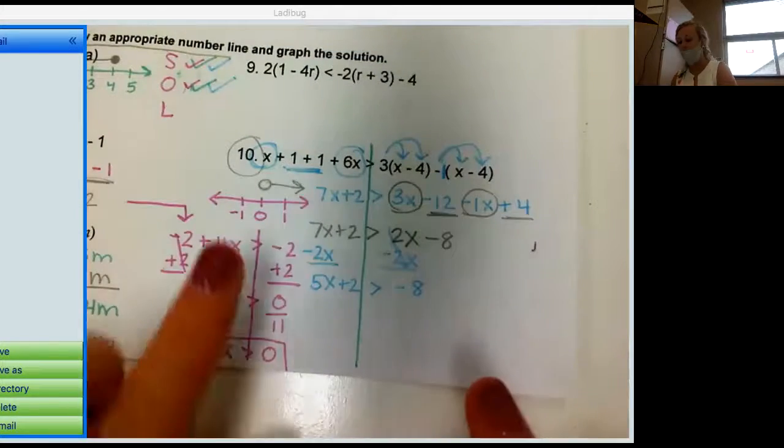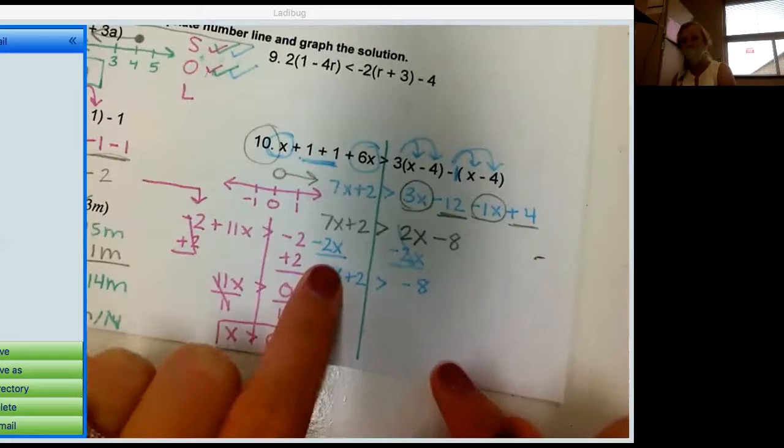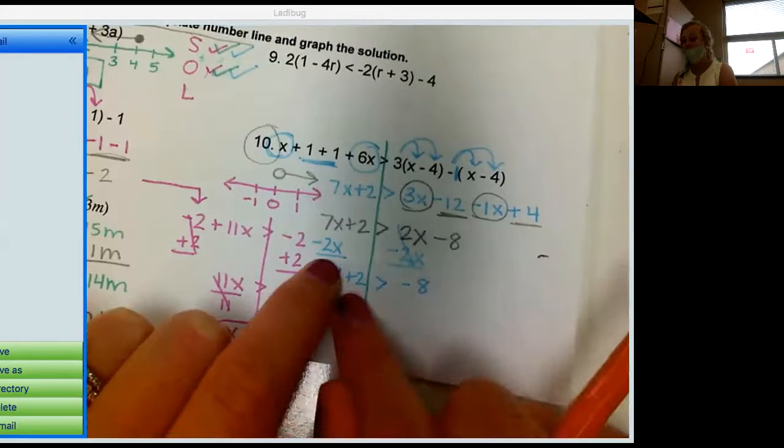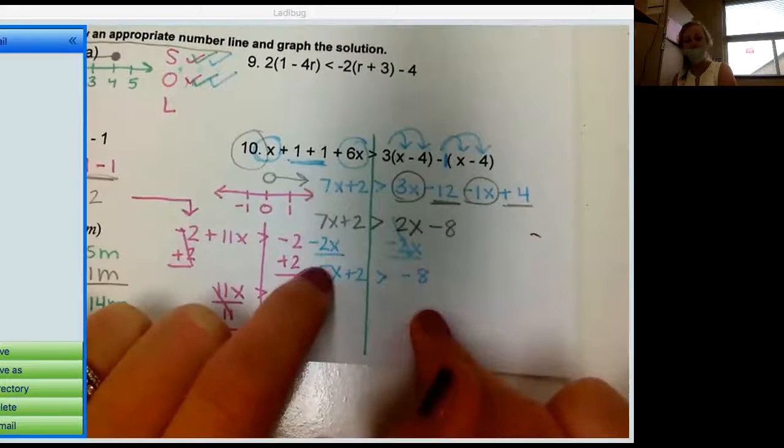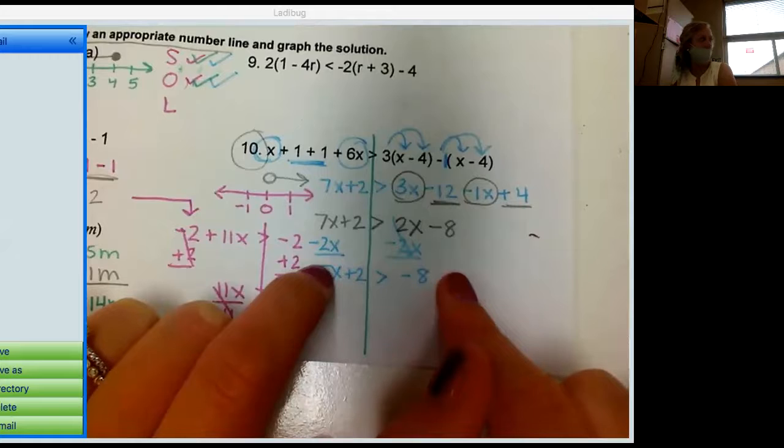So I'm going to cover my x. Everybody look, cover your x. We need to move this 2 to the other side so we can get x by itself, right? So how do you move a positive 2?